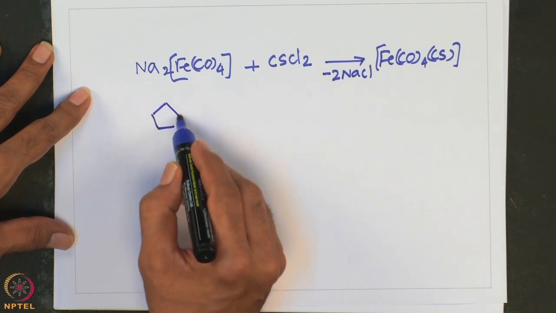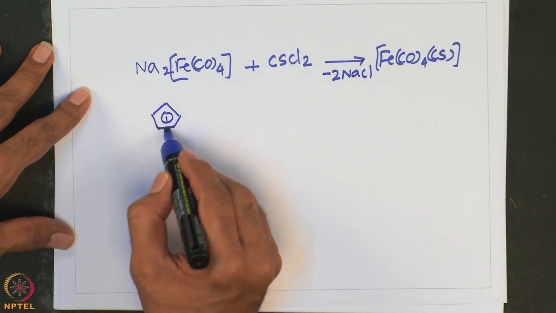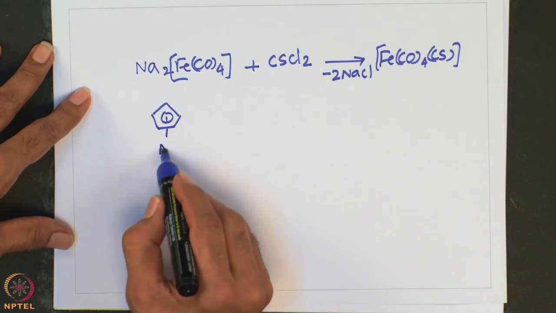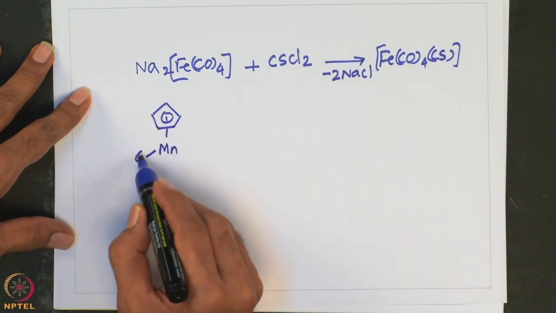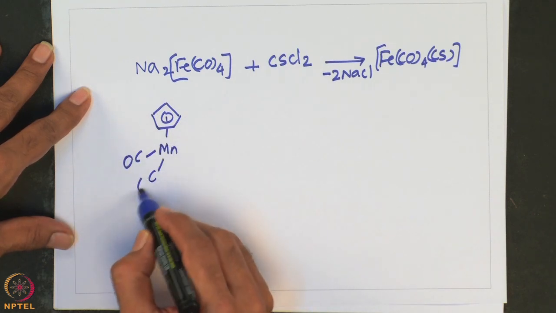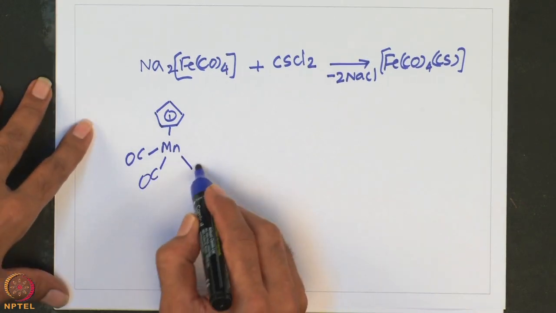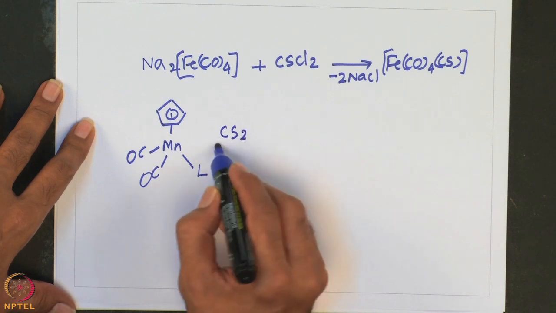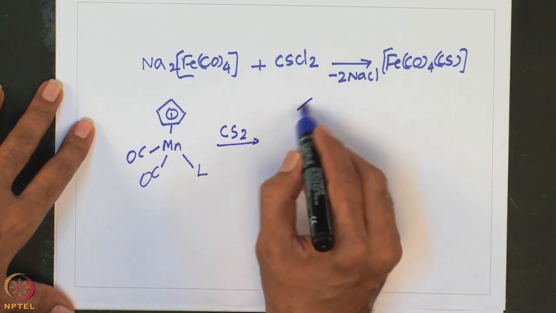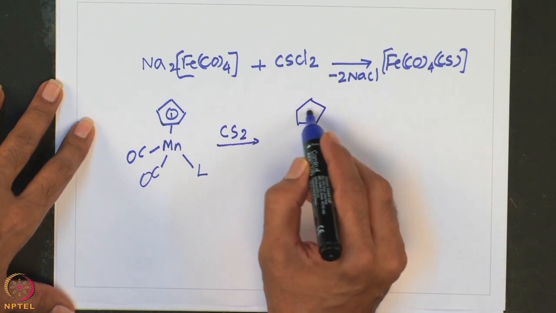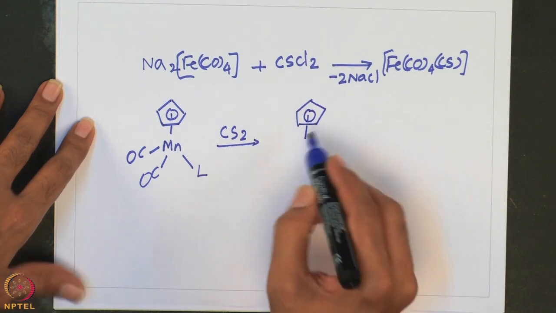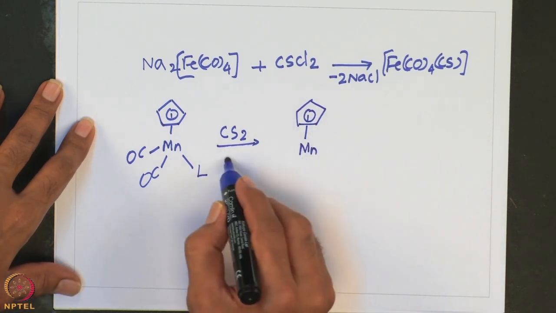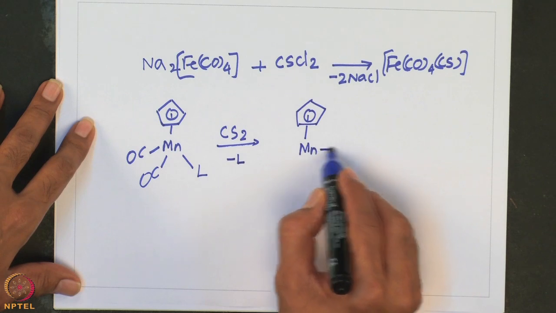For example, let us consider this cyclopentadienyl dicarbonyl manganese complex, let us say L is some ligand, and treat this one with CS2. It forms initially, first L comes out.